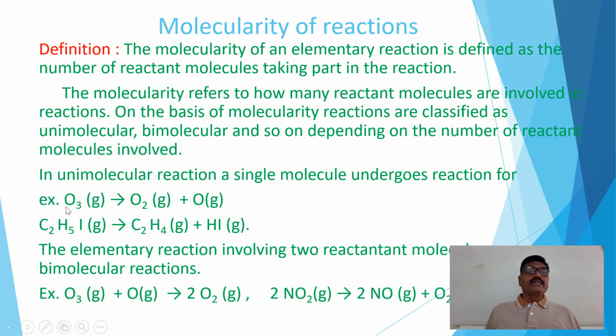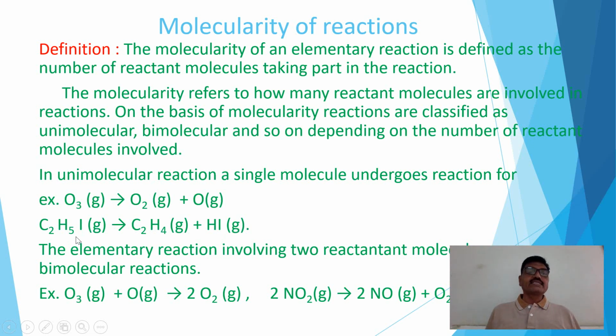The molecularity of this reaction is unimolecular. Only one reactant is there, and that's why the molecularity is unimolecular, also called a monomolecular reaction. Similarly, ethyl iodide gives ethylene plus HI. This is also an example of a unimolecular reaction. What is the molecularity? That is 1. The molecularity of such reactions is 1.